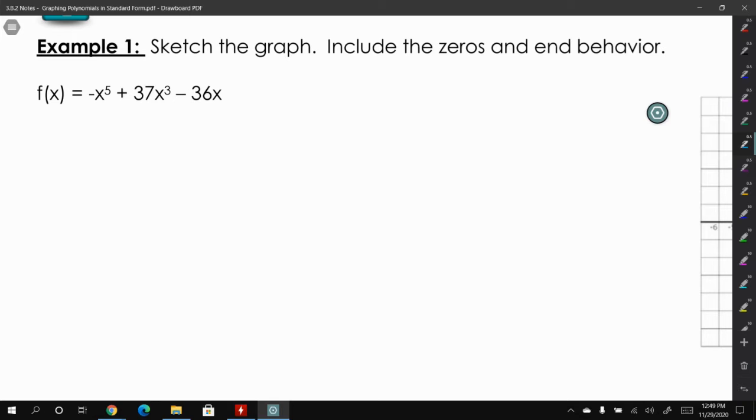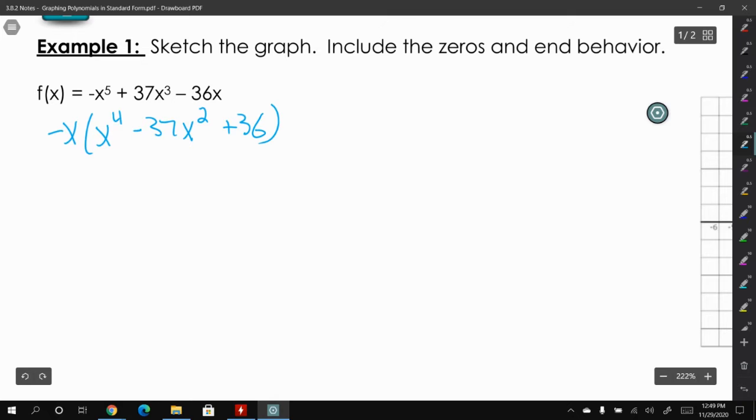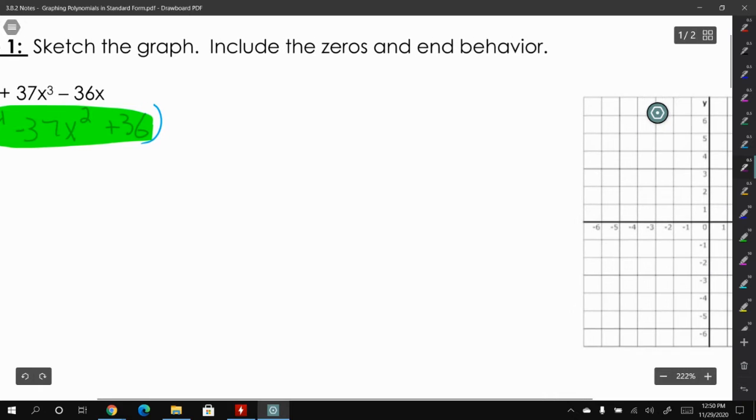So I'm going to factor out an x, but because my a term is negative, I'm going to factor out a negative x, which will leave us with positive x to the fourth minus 37x squared plus 36. And then I will factor this part right here, what is left, using our x box.